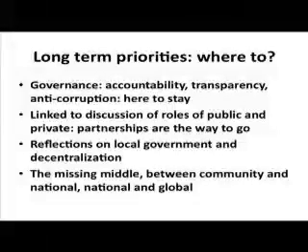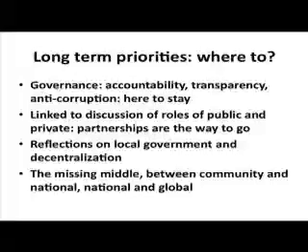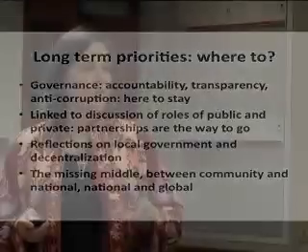So the long-term priorities, where are we going? The governance issues are huge: transparency, anti-corruption. The question of the respective roles of public and private is very much on the table. Local government and decentralization is an issue in country after country. And how does that translate into health strategy? How does it translate into how you deal with this multiplicity of actors? And then, in many cases, you have this missing middle between the community and the national and the global.